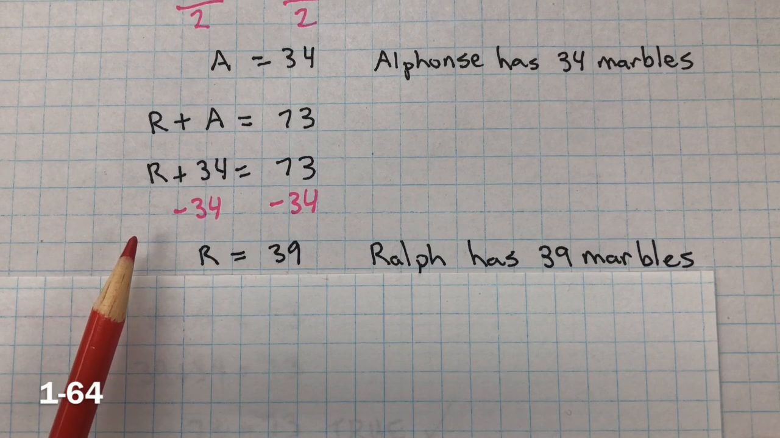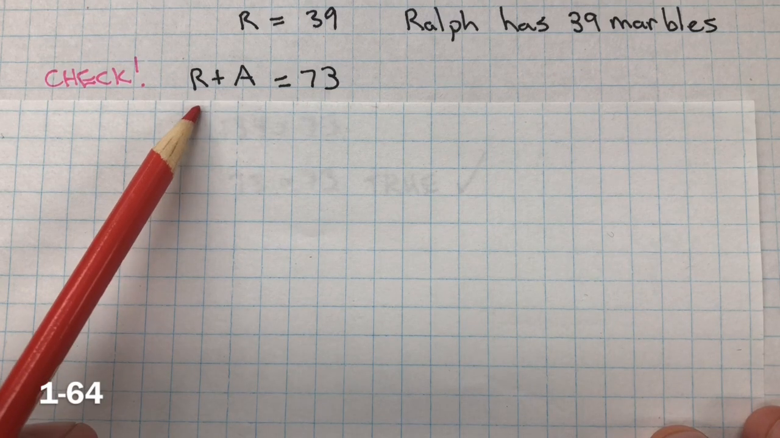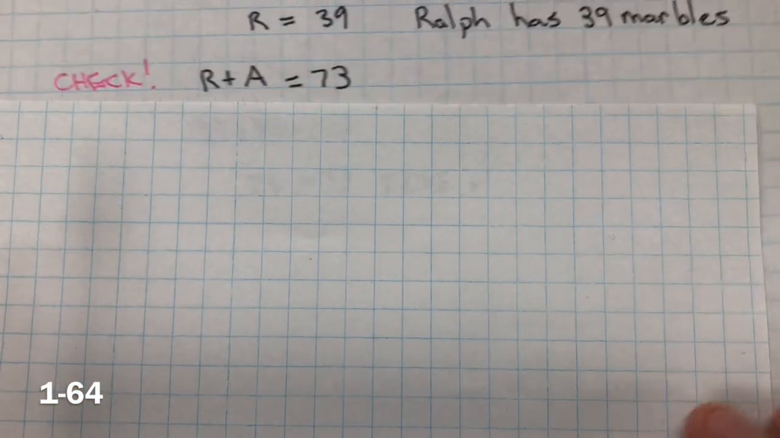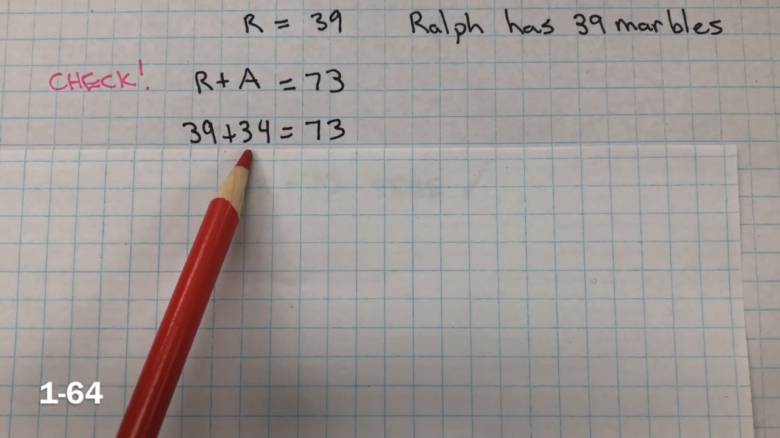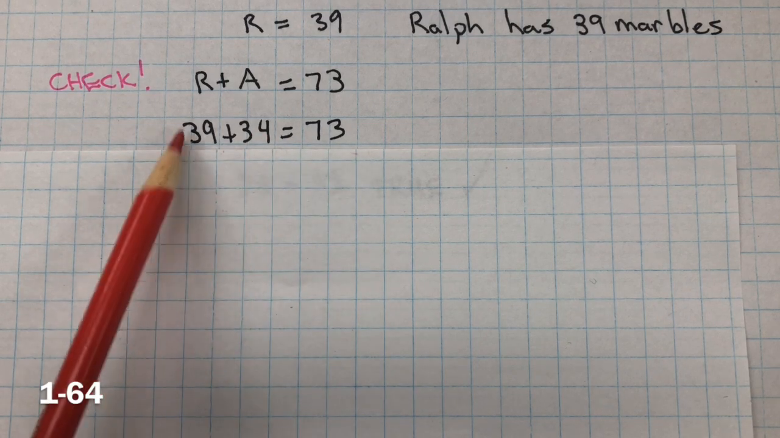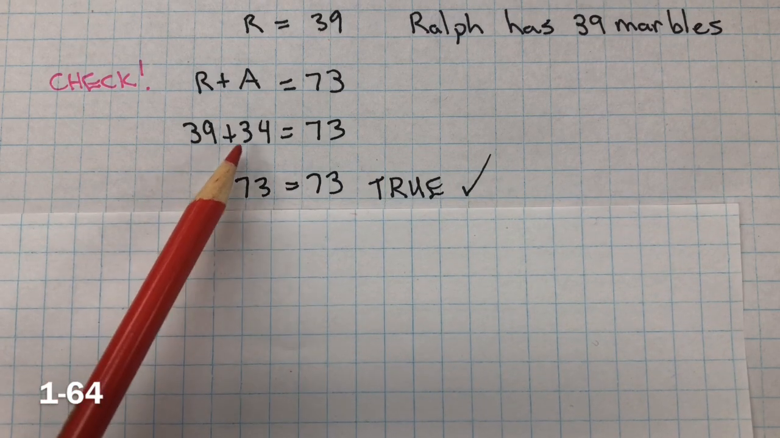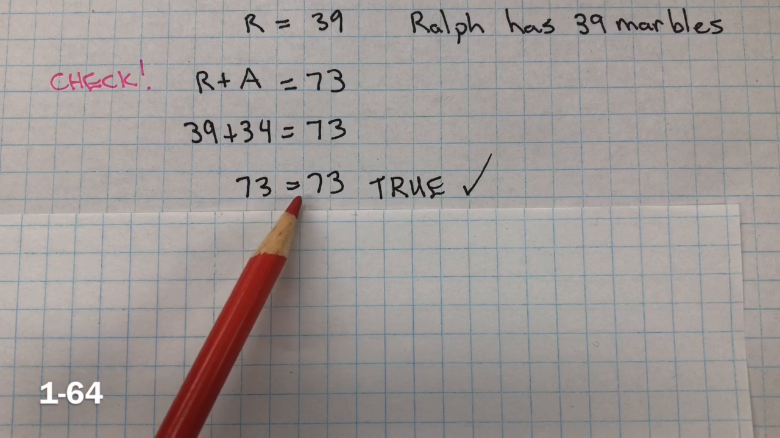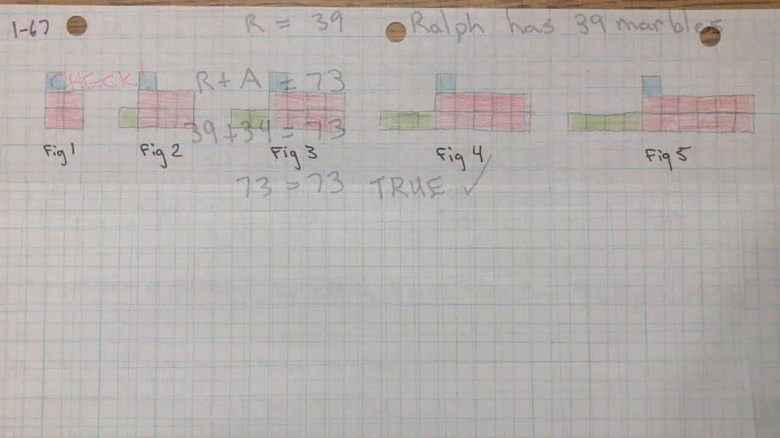Now I want to check to make sure that it's correct. Again, Ralph plus Alphonse equals 73. And Ralph has 39, Alphonse has 34. That should equal 73 when we take the sum of these two. Well, 39 plus 34 does equal 73, and 73 equals 73. That is true, so it is correct.